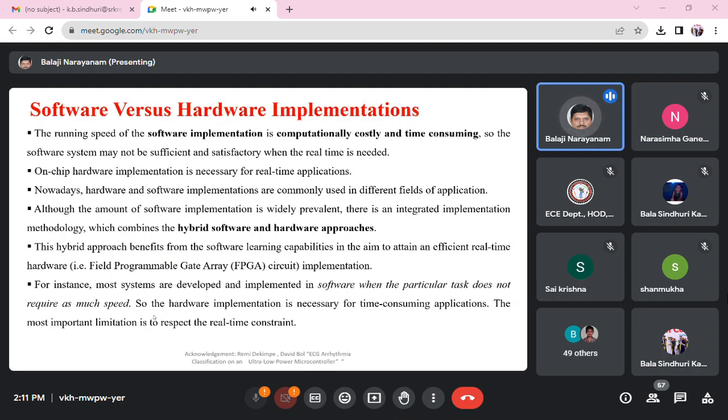And also, software implementation is widely prevalent. There is an integrated implementation methodology, which is a hybrid software and hardware approach. So software approach and hardware approach combined, we can have a hybrid approach that will benefit from the software learning capabilities, with the aim to attain an efficient real-time hardware. So it may be better to have an FPGA implementation.